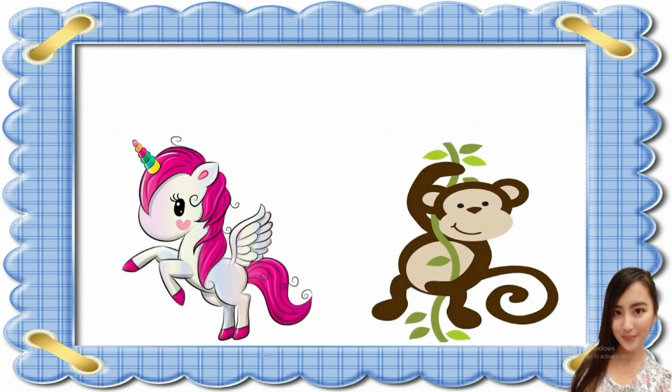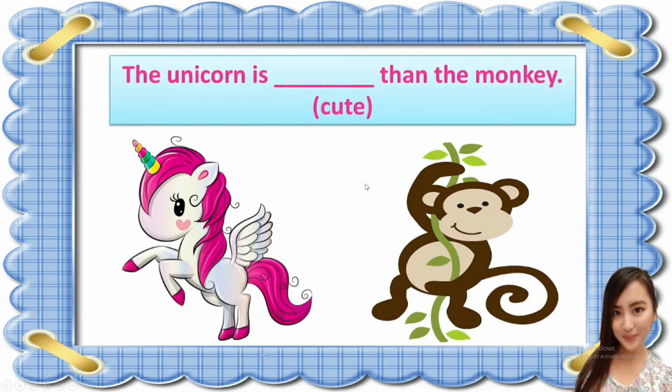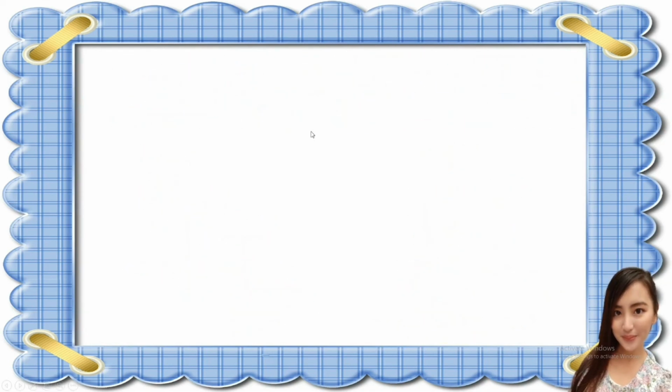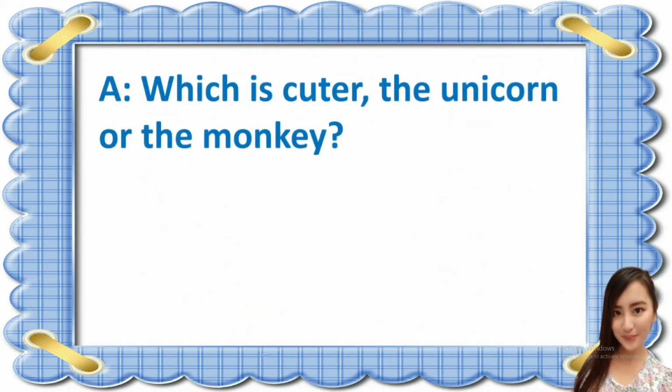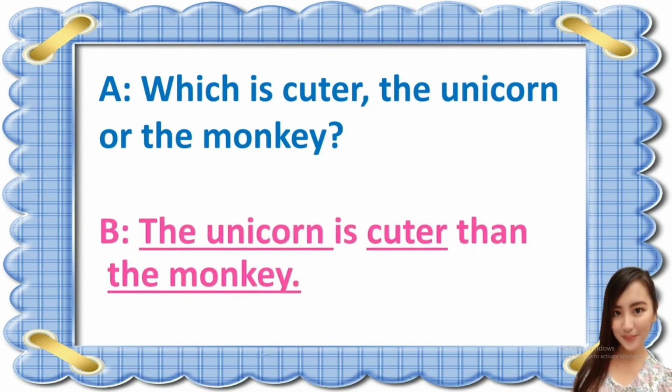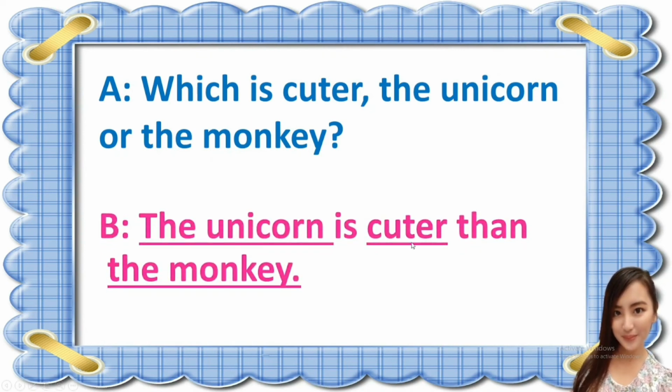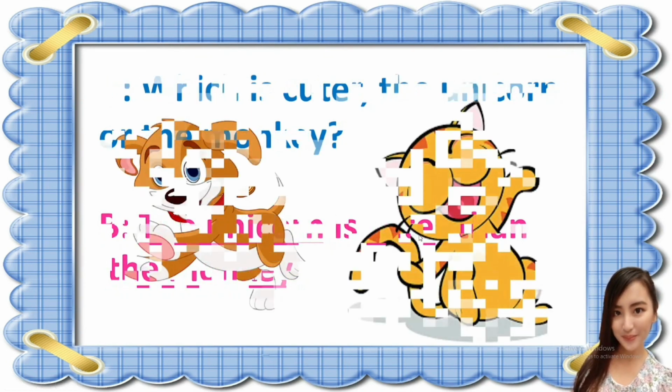Next we have a unicorn and a monkey. The unicorn is blank than the monkey. The adjective is cute. So how do you form the comparative form of this adjective? Which is cuter, the unicorn or the monkey? The answer is the unicorn is cuter than the monkey. For this one, cute, we add R because the last letter is E, so E plus R.